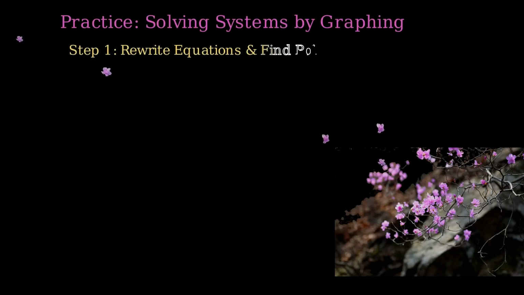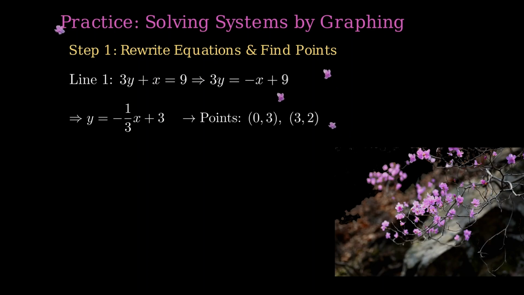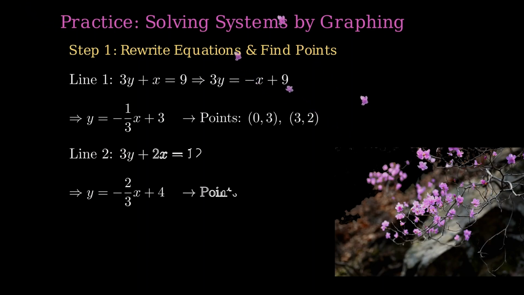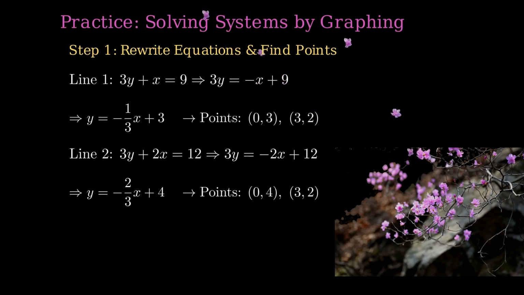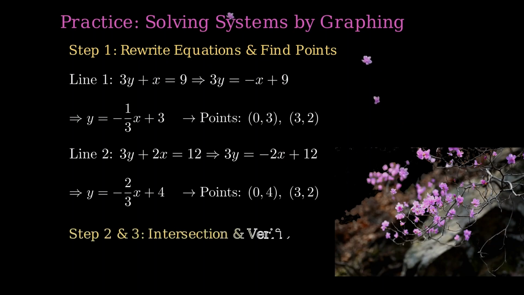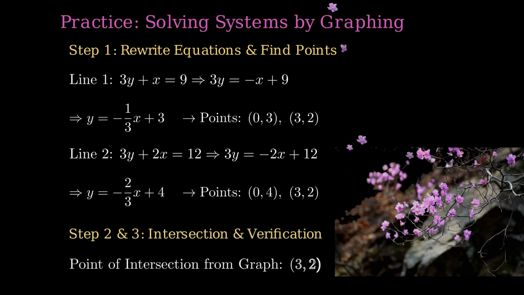Let's solve a similar example using the graphing method. Our system consists of 3y plus x equals 9 and 3y plus 2x equals 12. In step 1, we isolate y to rewrite both equations in slope-intercept form. The first line becomes y equals negative 1/3 x plus 3, passing through points 0, 3 and 3, 2. The second line transforms into y equals negative 2/3 x plus 4, passing through 0, 4 and 3, 2.